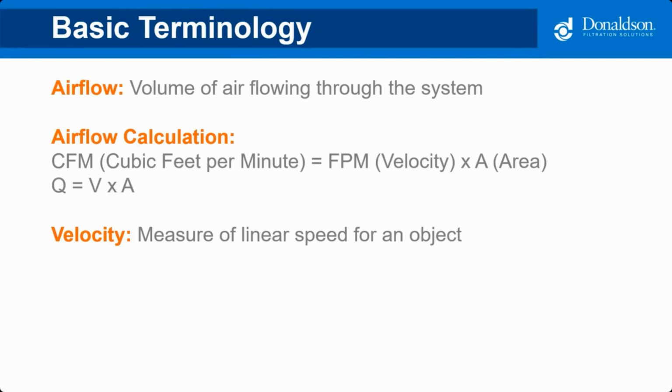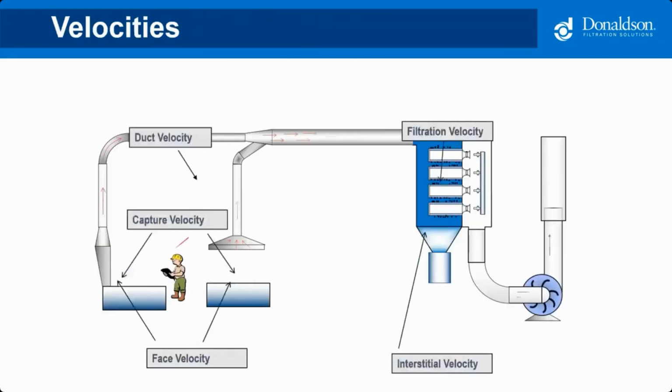Looking at the formula, Q is the same as airflow. V is the velocity, and A is the area. It's the most important calculation when it comes to dust collection design, and one that I use all the time. There are many different types of velocities involved in dust collection, so let me show you a few of them by using the following diagram.